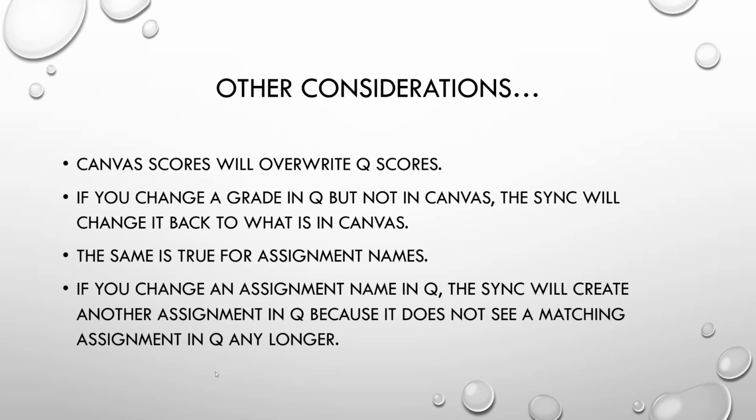And the same is true for assignment names. So if you change an assignment name in Q, the sync will create another assignment in Q because it doesn't see a match. So you need to be, I guess, thoughtful about making changes in Q. Typically, if you're going to use the sync feature, it's best to make the changes in Canvas and then let the sync take care of it in Q.